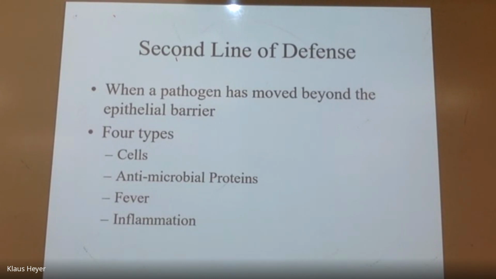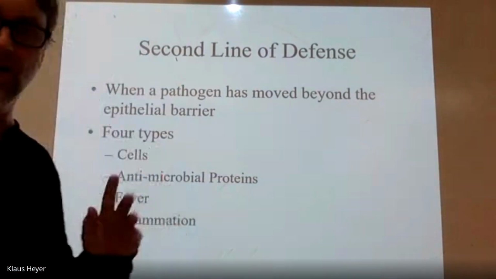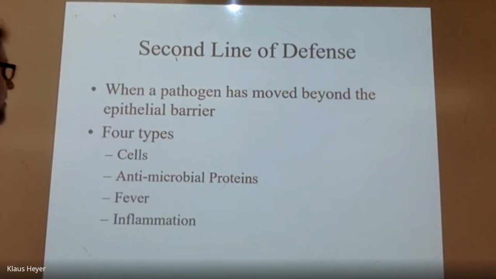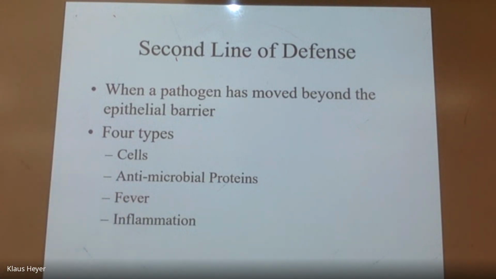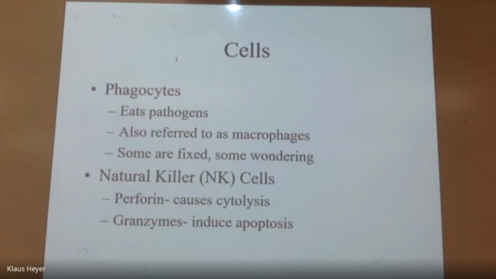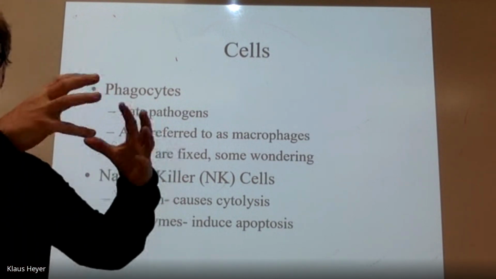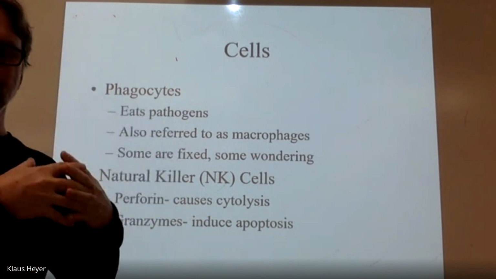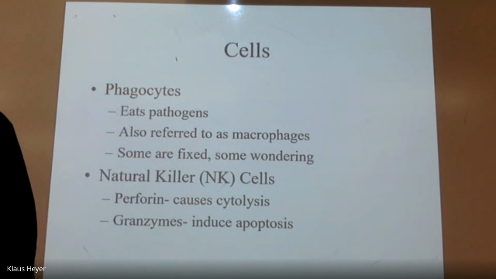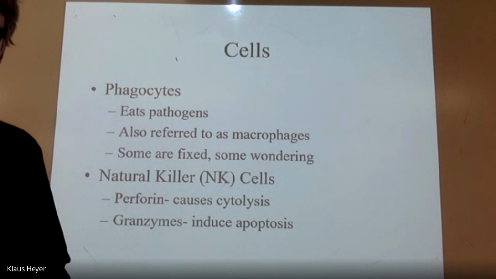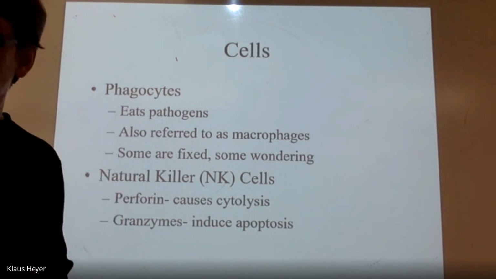So let me talk about these four, and then we'll talk about the quiz. Let's talk about cells first. As you can see, there's two types of cells. They're phagocytes, and phagocytes are going to surround the pathogen and then take it in and eat it.